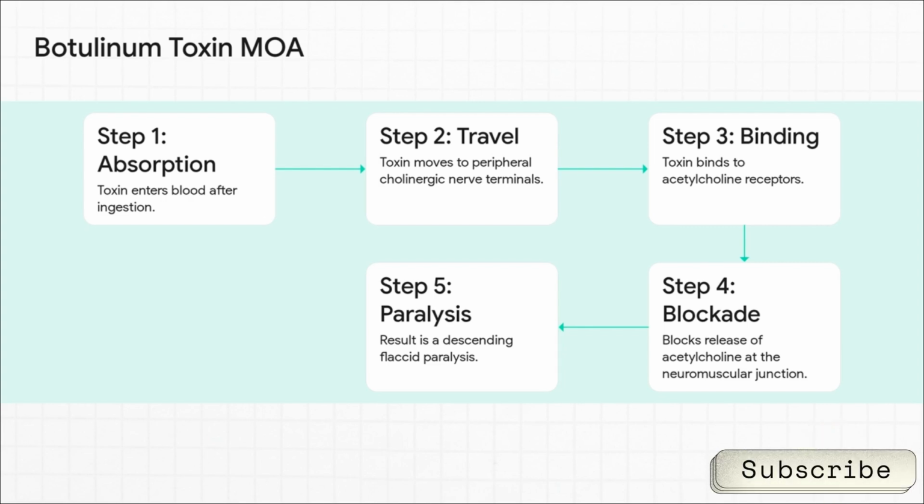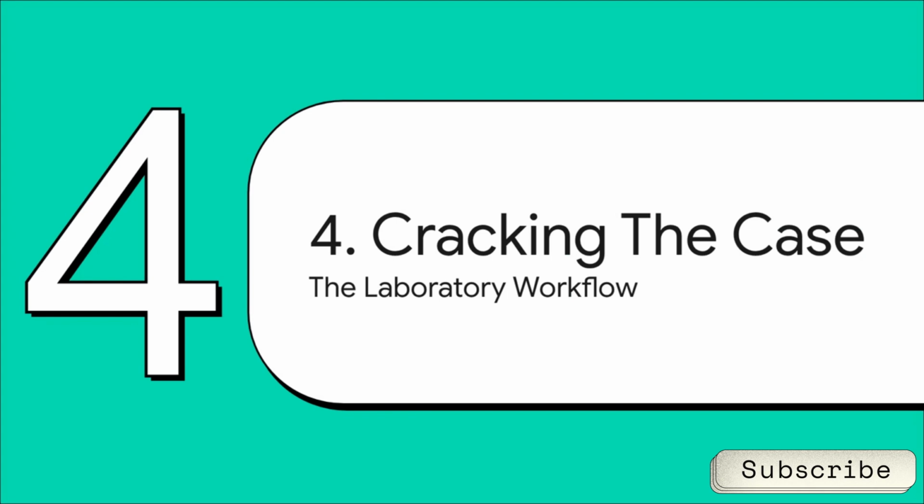The result? That classic descending flaccid paralysis. It starts at the top of your body and just works its way down. A true medical emergency. Okay, we've got our suspects. We know their MO, but how do we prove it? Let's talk about cracking the case in the lab.